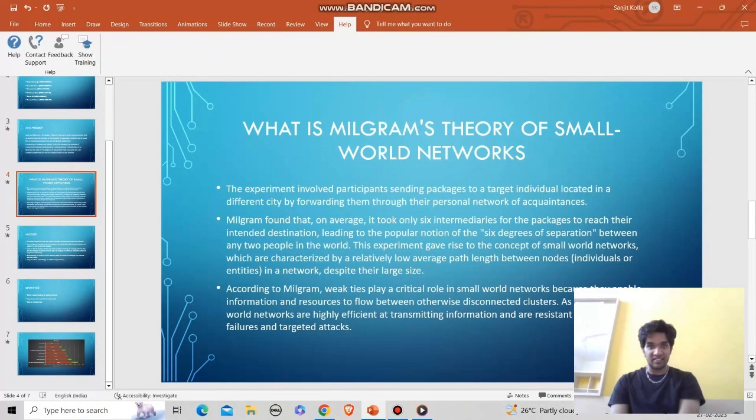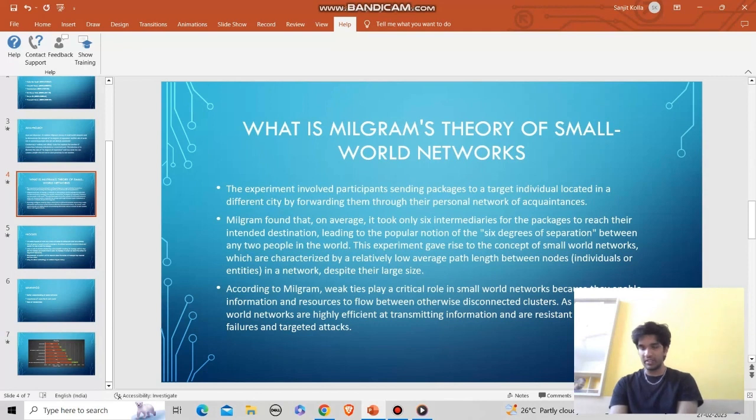Hi, I'm Sri Karthik and I'll be speaking about Milgram's theory of small world networks. This experiment involved gathering a group of participants and requesting them to send packages to a target individual that might be located in a different area by forwarding them through their personal network of acquaintances. Through this experiment, Milgram found that on average, it took only about 6 connections for the packages to reach the target individual, which led to the popular notion of 6 degrees of separation. And this experiment gave rise to the concept of small world networks, which we are currently working on.